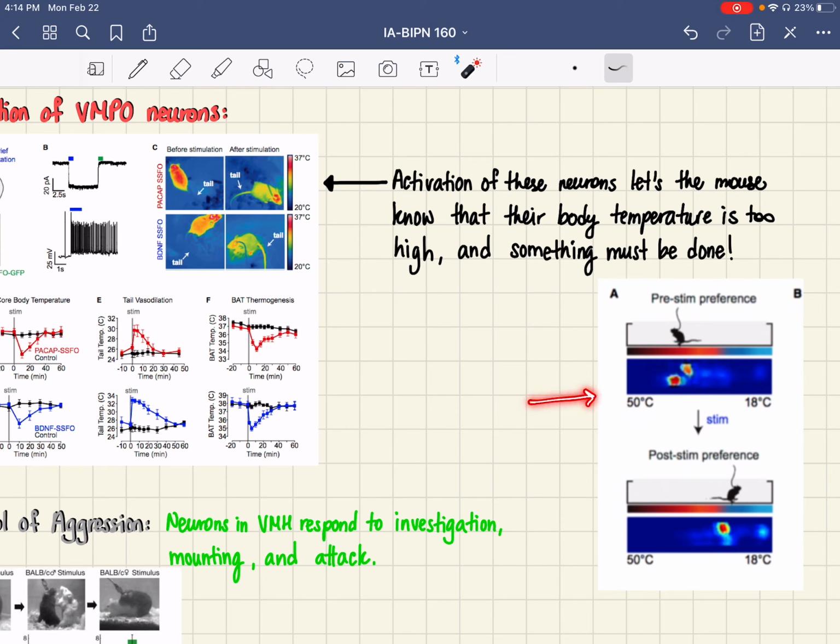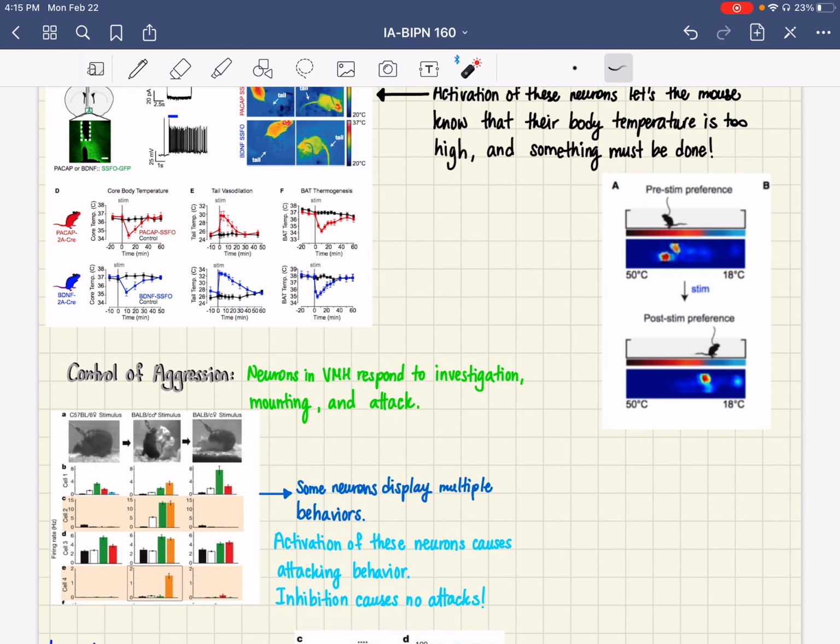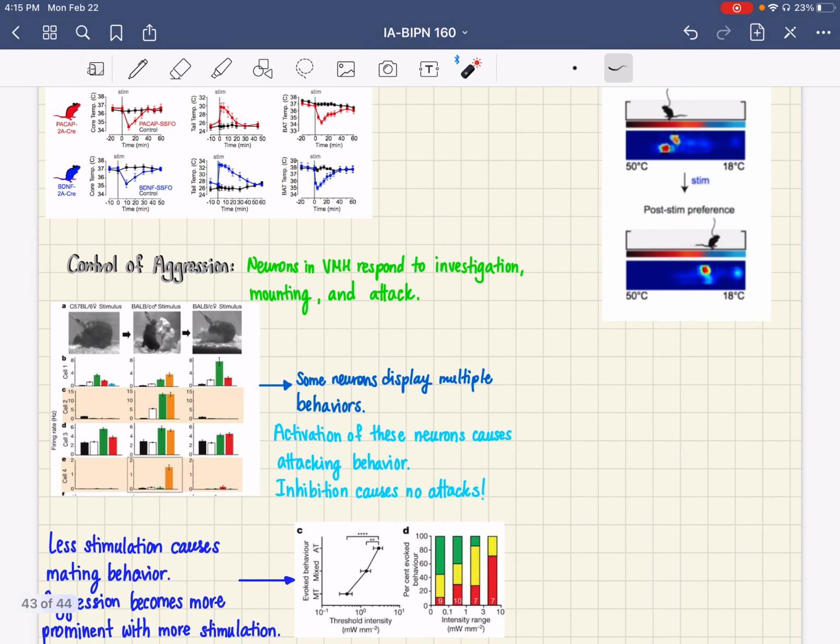So in this experiment right here, the mouse usually sits at a temperature that is comfortable for them, which is the same temperature as their body temperature. When these neurons are stimulated, then the mouse suddenly thinks, wow, it's too hot over here, I'm gonna go find a cooler spot. So they always move to a much colder atmosphere, okay? And I think both of these ideas that I just talked about are probably the main point of thermoregulation in the VMPO, okay?